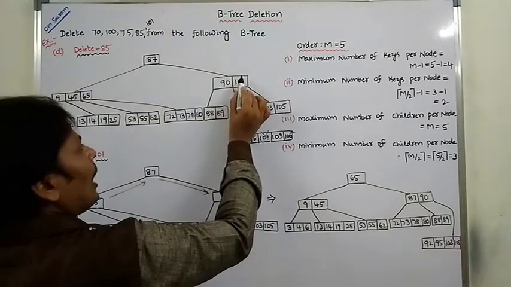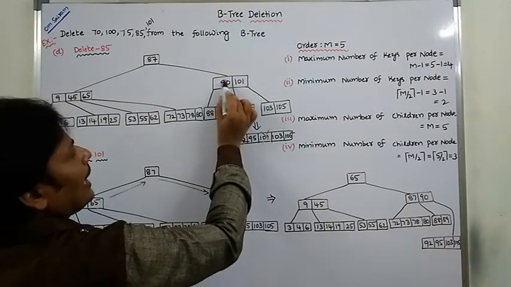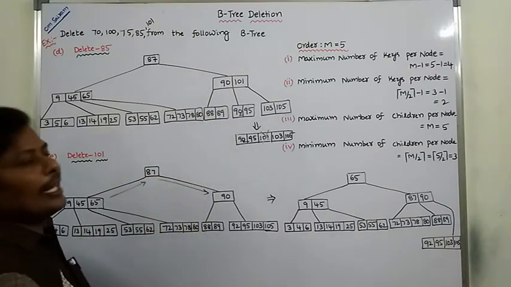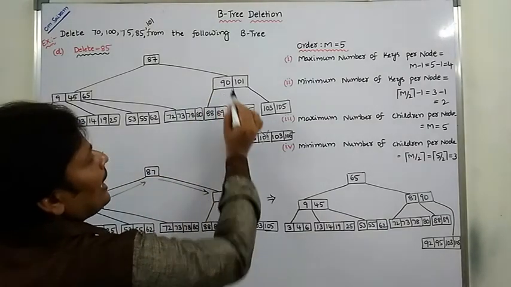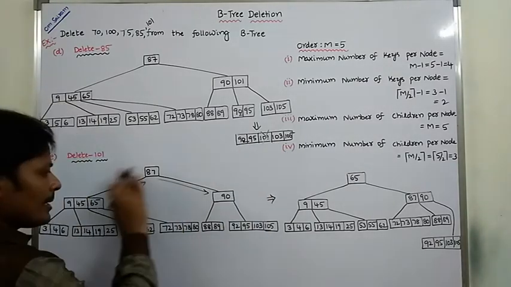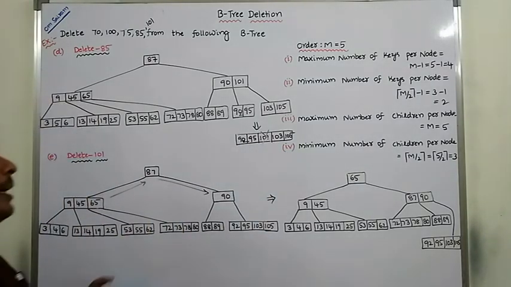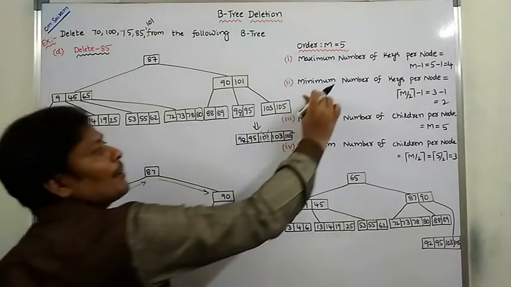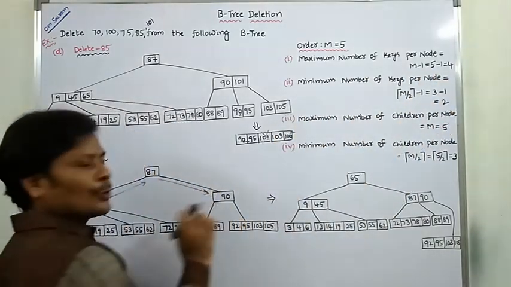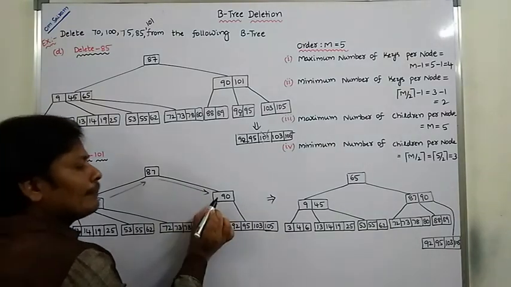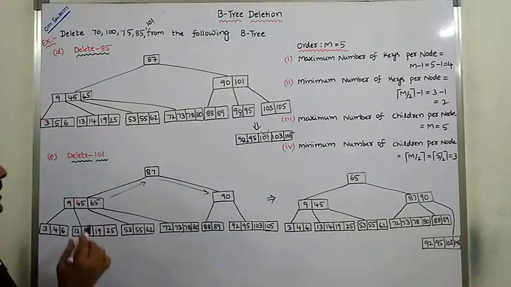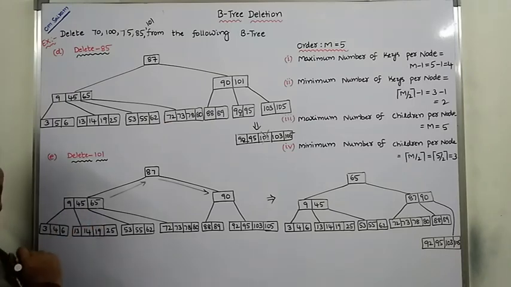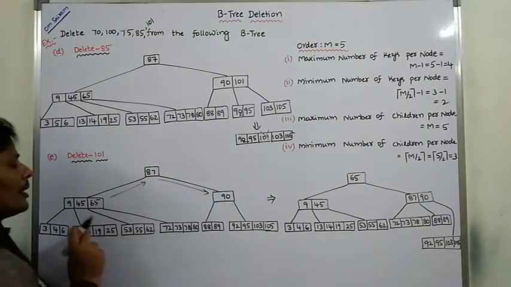Here after deleting 101, only 90 is there. So 90's left child is 88, 89, and 90's right child is this one. This is the tree we are getting. But here this node contains only one key element. The minimum number of key elements per node is 2, so it can borrow from the sibling. The sibling is this one. It contains 3 key elements. The minimum number of key elements per node is 2.